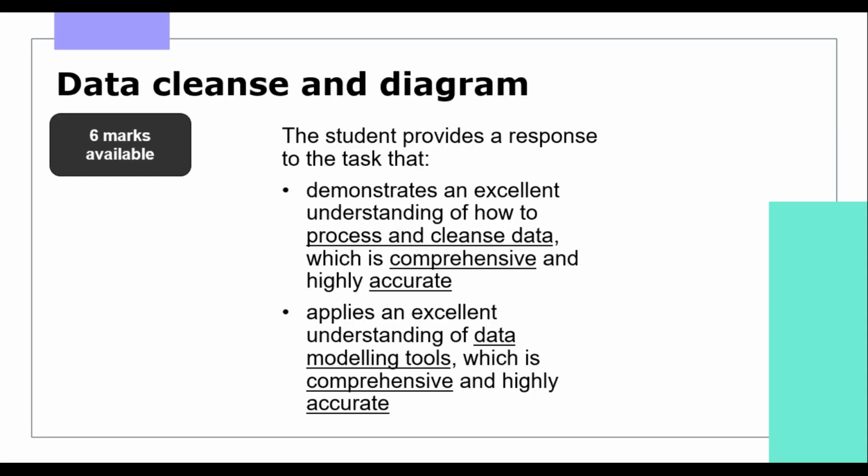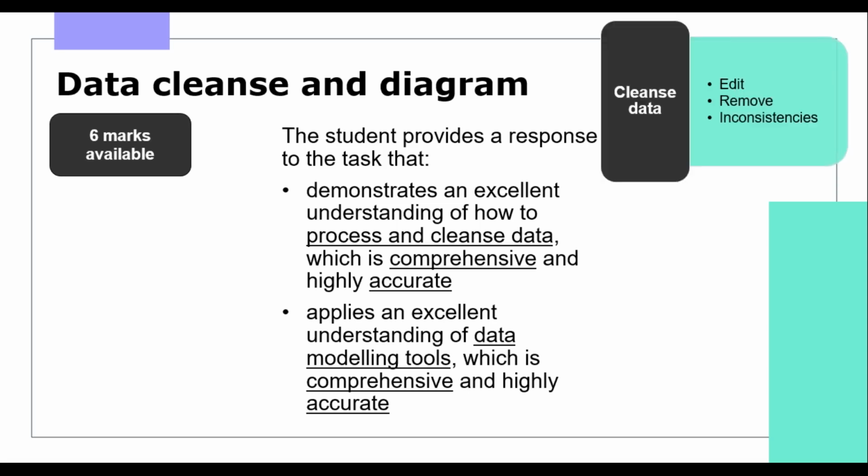Now, the first action, cleansing the data and applying a data modeling tool, is worth 6 marks, with the highest band mark and descriptor being shown on the screen. And when it comes to cleansing the data, students may need to edit some aspects such as errors and formats, remove any irrelevant data or protected data such as personal information, or fix inconsistencies such as a mixture of numbers and text or a different date or time format, as a couple of examples.